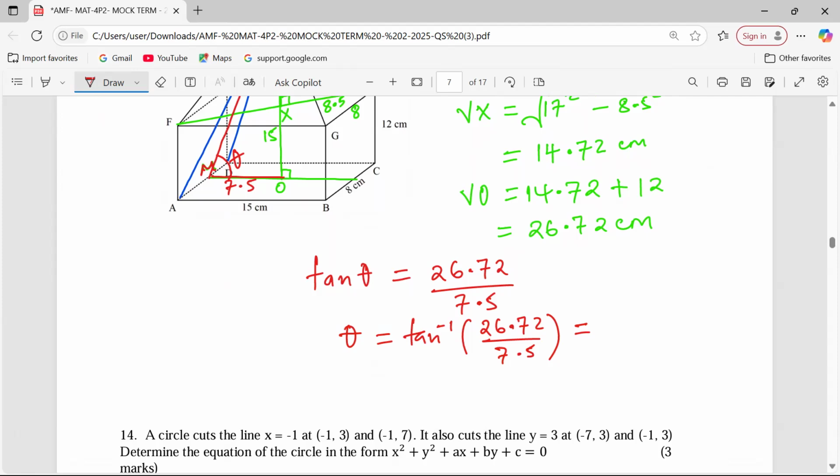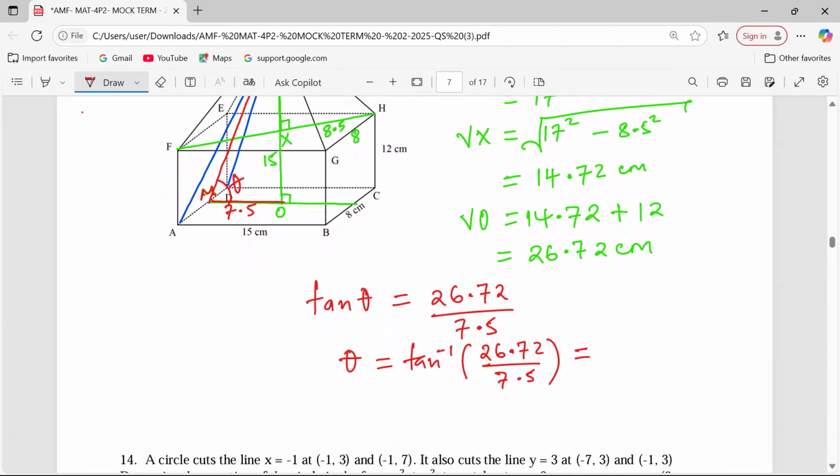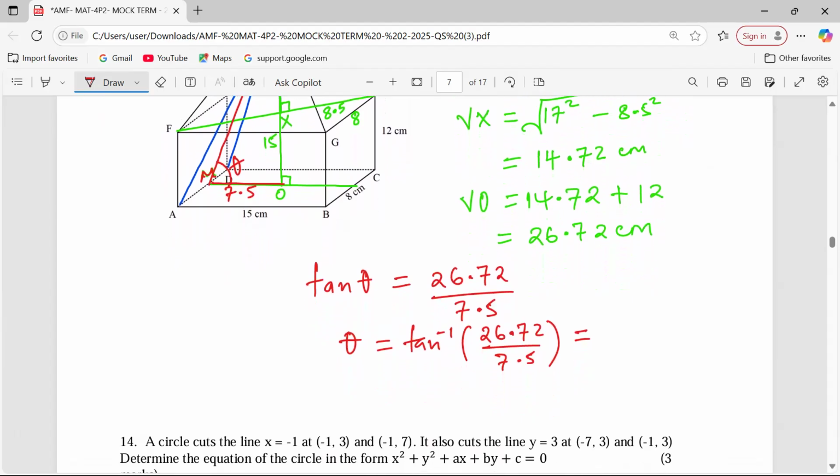74.32 degrees, sorry, it's an angle. Degrees. So that is the angle. Well calculated.